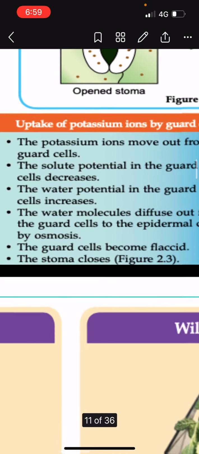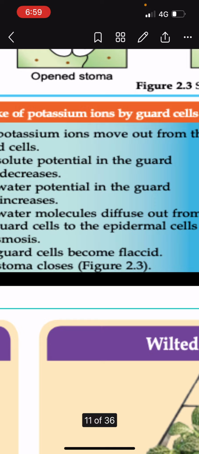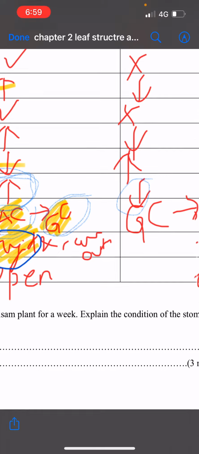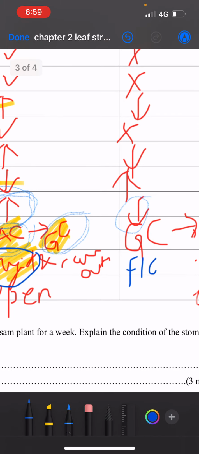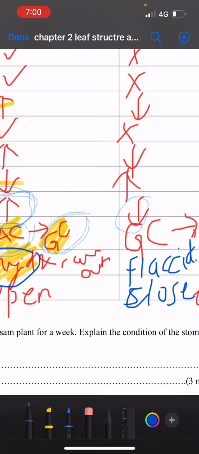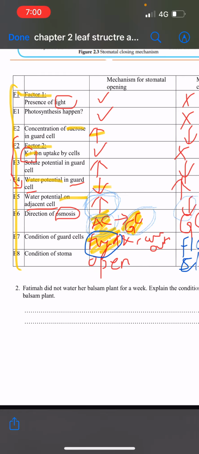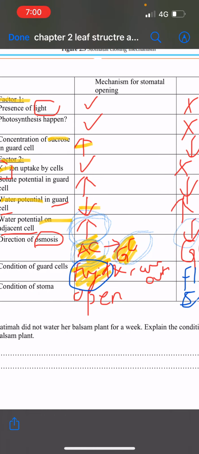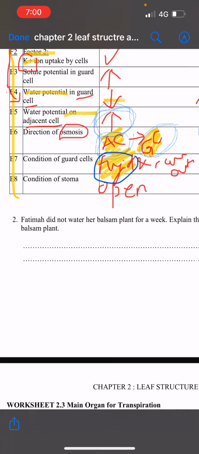Kalau dia tak turgid, dia become flaccid. Ni kat sini flaccid. Nampak, flaccid. So tulislah kat sini flaccid. And stomata kat sini close. Close like that. So you just have to understand and then memorize all these 8 sentences to explain the mechanism of stomata opening and closing. Cuma jangan confuse lah. Yang ni opening, yang ni closing. So ingat satu saja, yang lain tu you boleh reversekan saja dia punya argument dia.